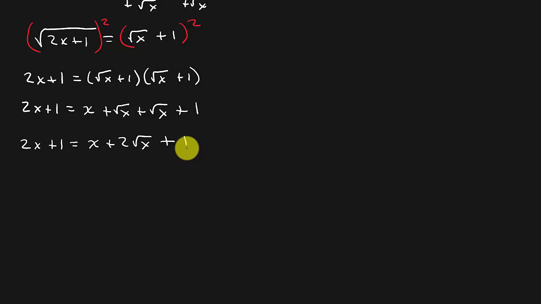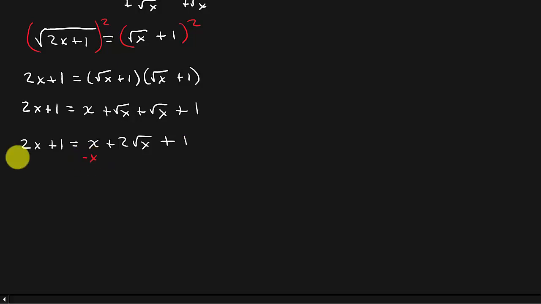I've got another radical, don't I? But I did get rid of one of them. I only got one now. So let's isolate that radical. To isolate that radical, I'm going to subtract x from both sides, and I'm going to subtract 1 from both sides. So that's going to give me x = 2√x. The 1's go out, and 2x minus x is x.